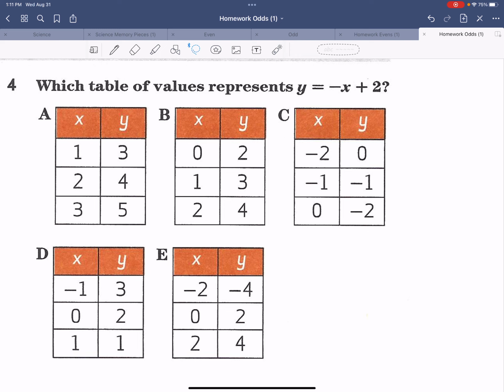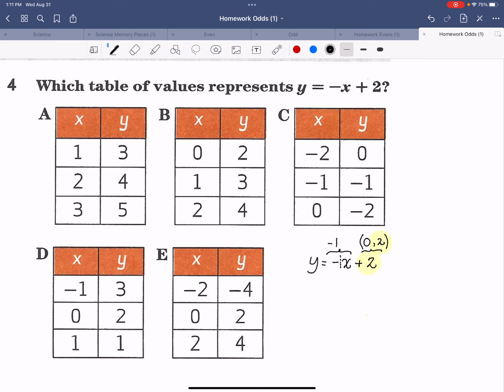So let me take the equation. y equals negative x plus 2. This is slope-intercept form. So if you put in your ghost 1 there, we can tell that the slope is negative 1 and that the y-intercept is at 0, 2. Okay, because remember, b is right there.